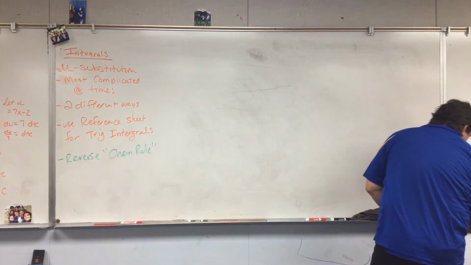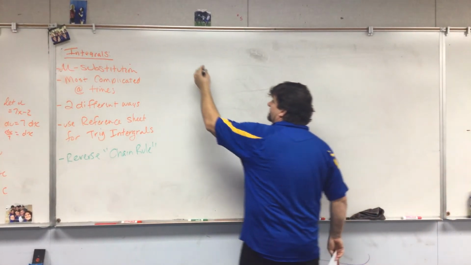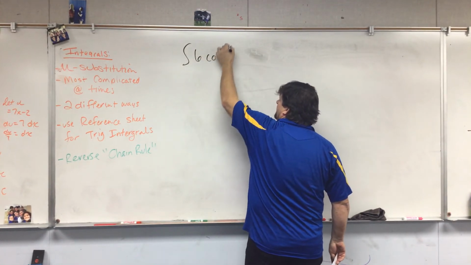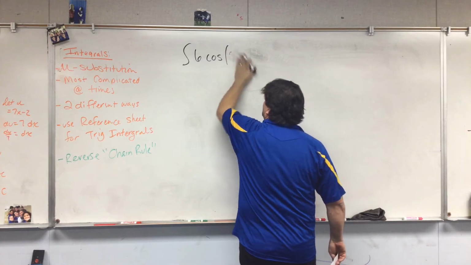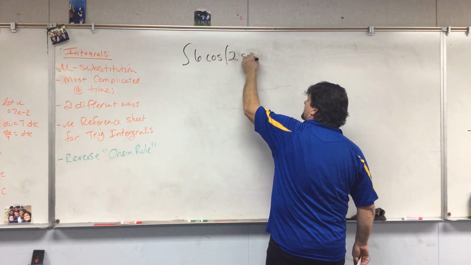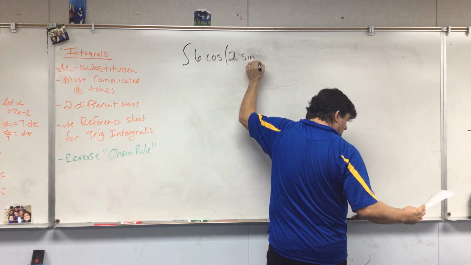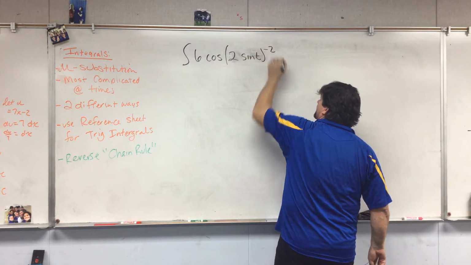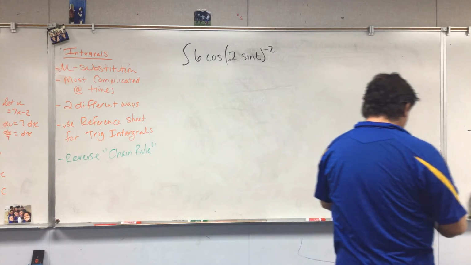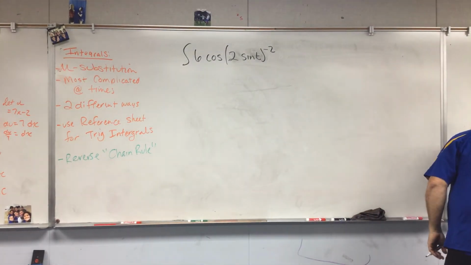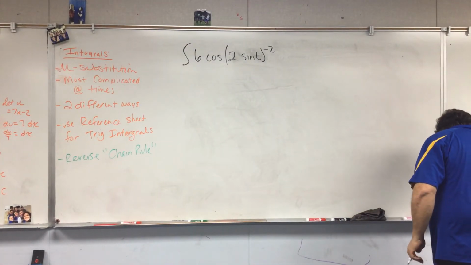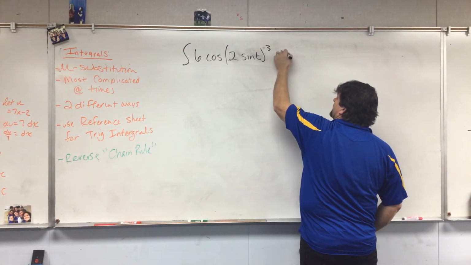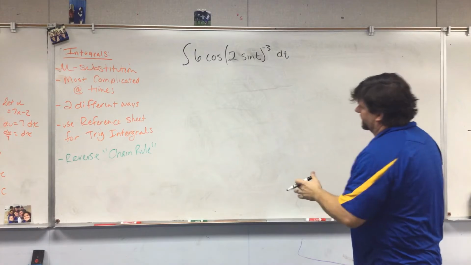We'll process this one with our trig functions. 6 cosine, and this is 2 sine t to the negative 2. So this one, 2 sine t to the negative 3, negative 3 dt.